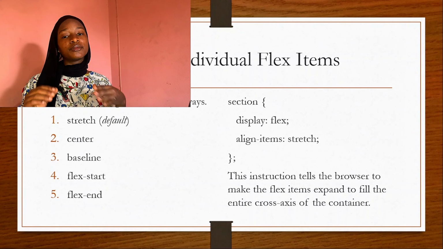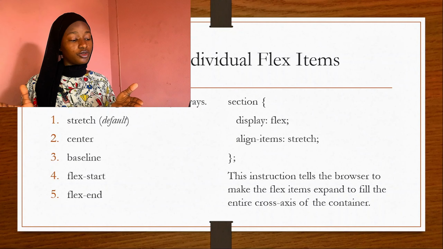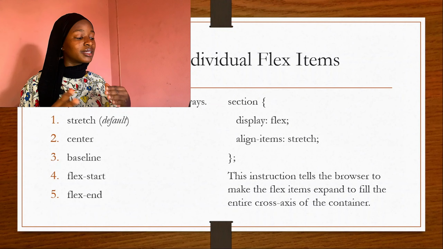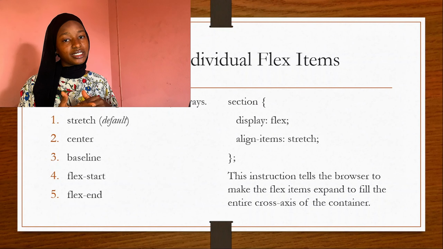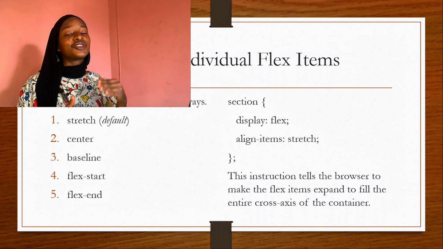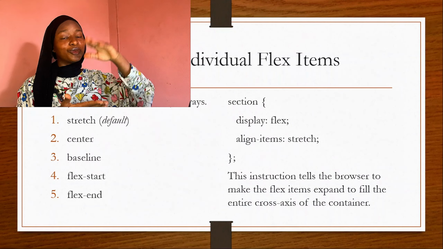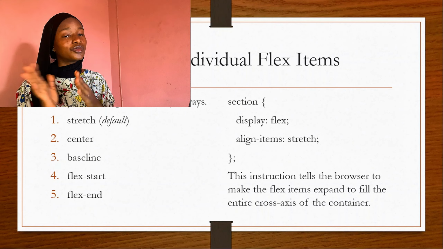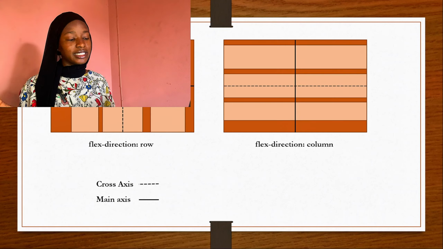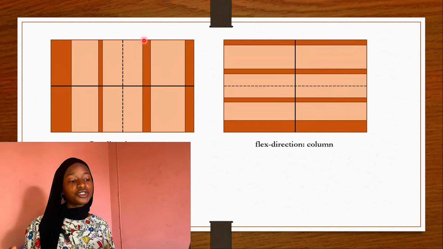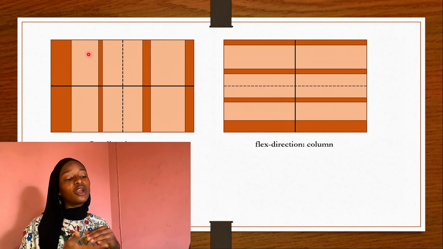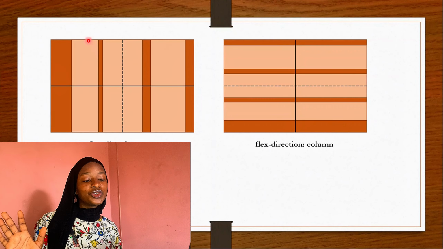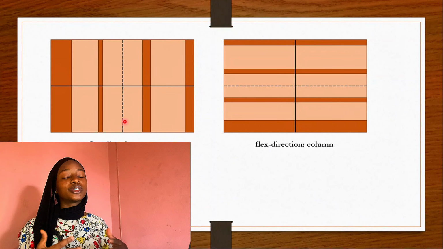Now for align-items stretch. The stretch value, which is the default value, tells the browser to make the flex items expand to fill the entire cross axis, which means from the top to the bottom for the row direction, and from left to right for the column direction. Now let's see this. Just like I said, for the flex direction of row, each flex item stretches along the cross axis. This is the cross axis, which is vertical. So it stretches all the way to the top and all the way to the bottom. So that's what stretch does.